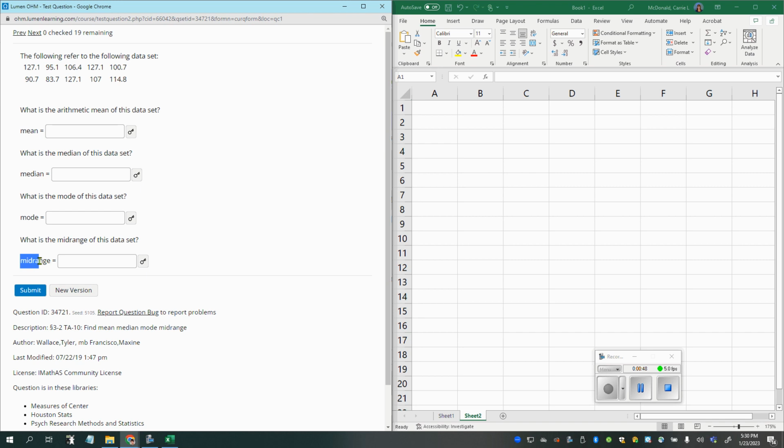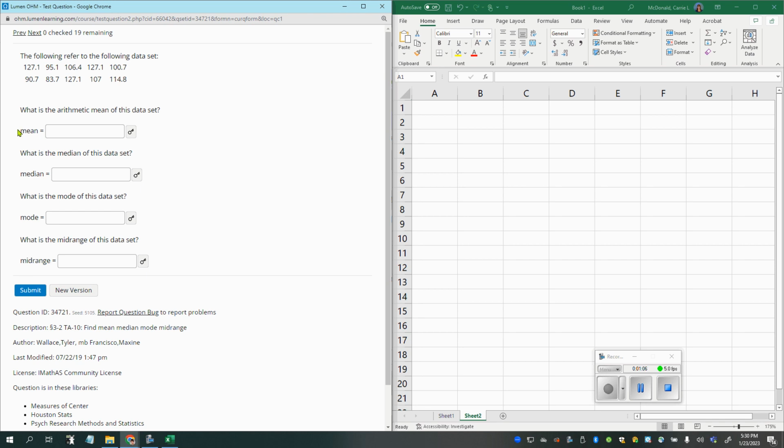And then your mid-range is the value that lies exactly in the middle between your minimum and maximum. So between the smallest value and the largest value in the data set, if you average those two together, in other words, add them together and then divide the sum by 2, you would get the mid-range.